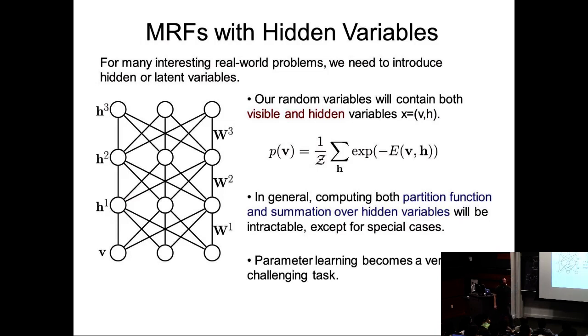In general, trying to compute this partition function is hard, because it's a sum over all h and v, all random variables. You have to make sure that for whatever configuration, the distribution is normalized. It's going to be intractable, except for special cases. And then parameter learning in these cases becomes a very challenging task, because learning parameters in this model is fairly challenging. We'll see later why.